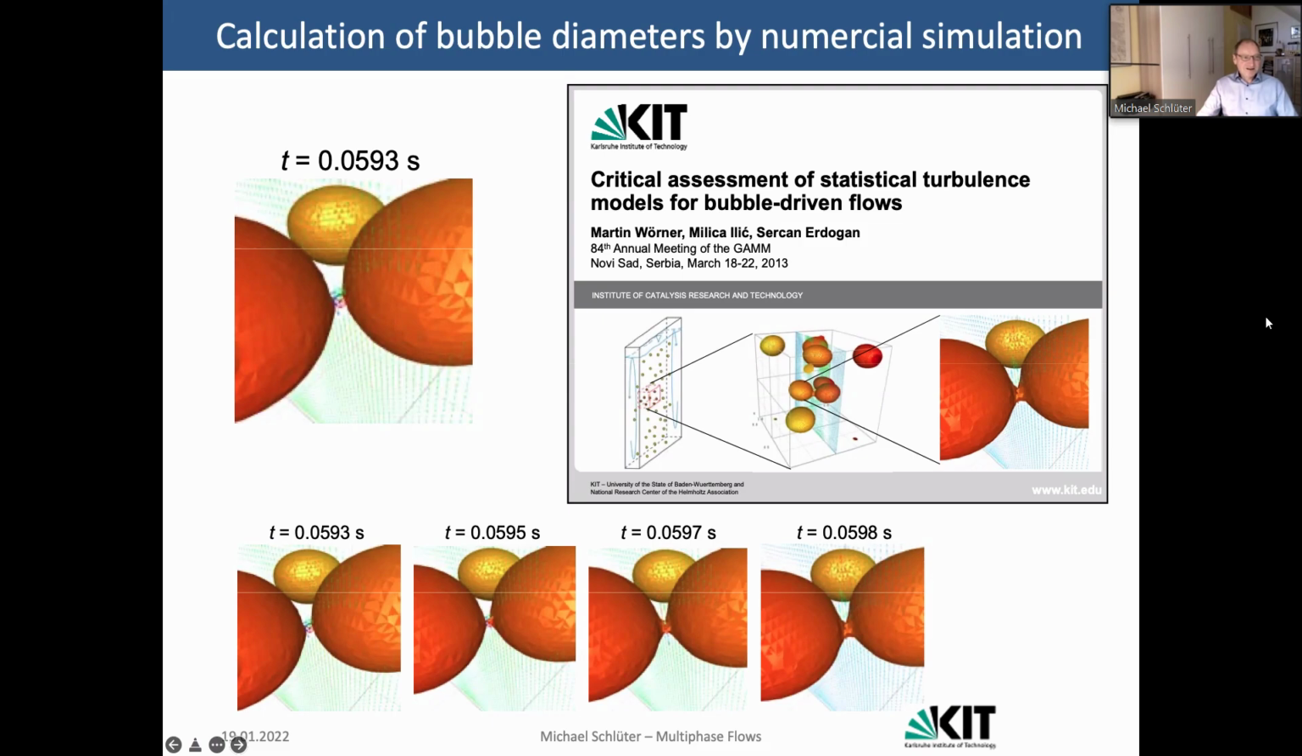Good. Any question related to this topic of population balance equations and predicting of hold-up and interfaces?